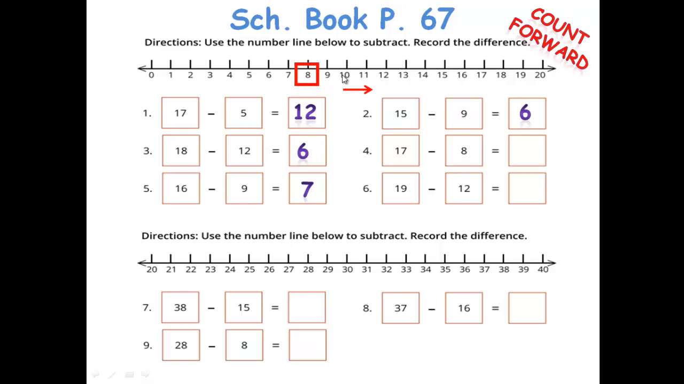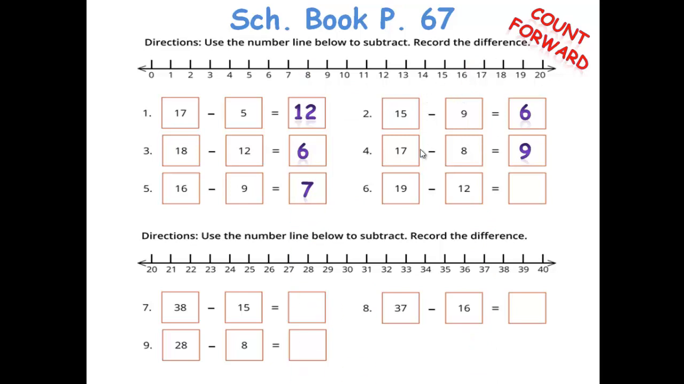1, 2, 3, 4, 5, 6, 7, 8, 9. Stop. So the answer is 9. Very good. I jumped 9 times. Now let's go to the last one.